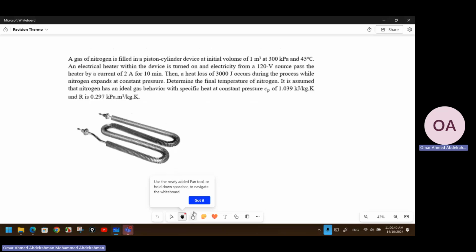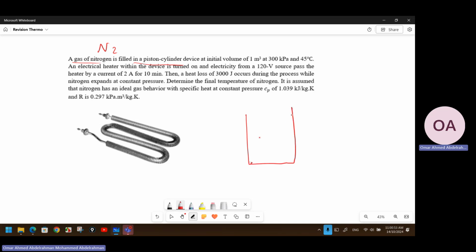Here we have in this question a gas of nitrogen. Okay, so we have nitrogen N2. It's filled in a piston cylinder. So start with drawing the piston cylinder. Dr. Sheikh will not bring any photos or pictures or figures. He only brings a statement.